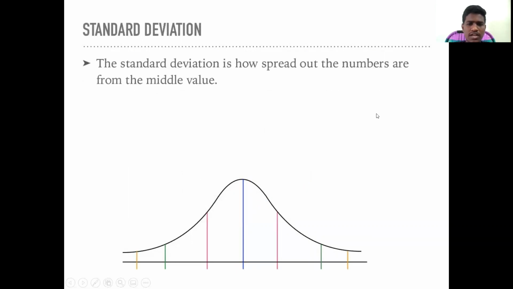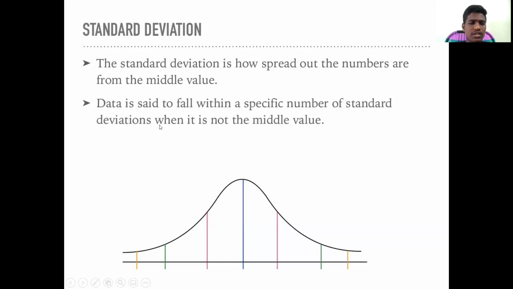Standard deviation. What is standard deviation? The standard deviation is how spread out the numbers are from the middle value. For example, here this is the mean, median, mode. From here to here is the standard deviation, meaning how much it deviates from the mean, median or mode. The data is said to fall within a specific number of standard deviations when it is not at the middle value. If the standard deviation is not 0, some deviation will be there, either to the left or right. Here you can see -1, here +1. That is called standard deviation.